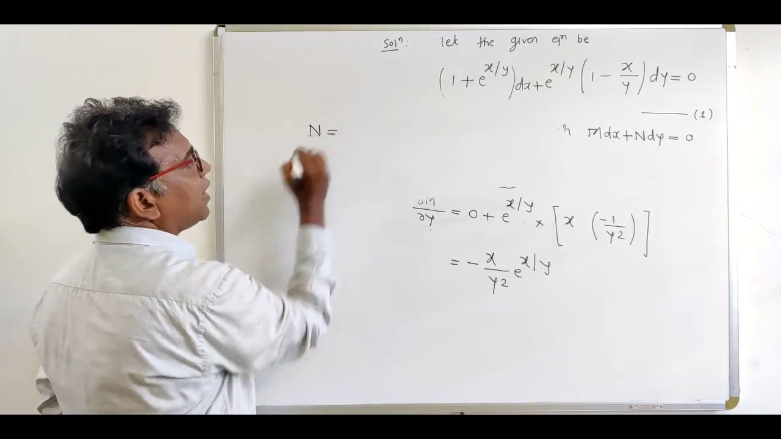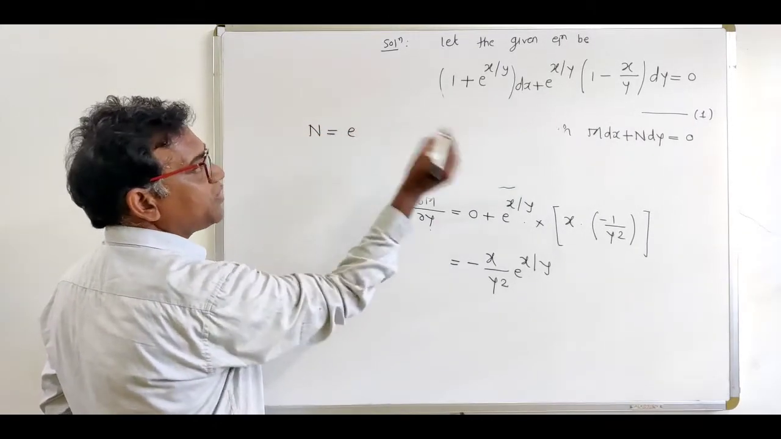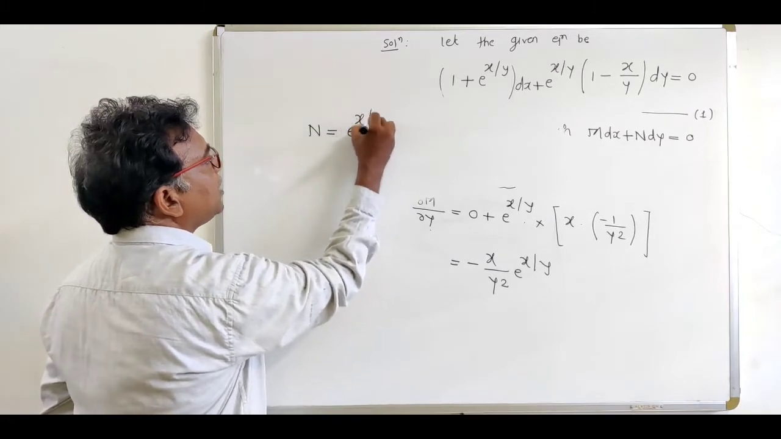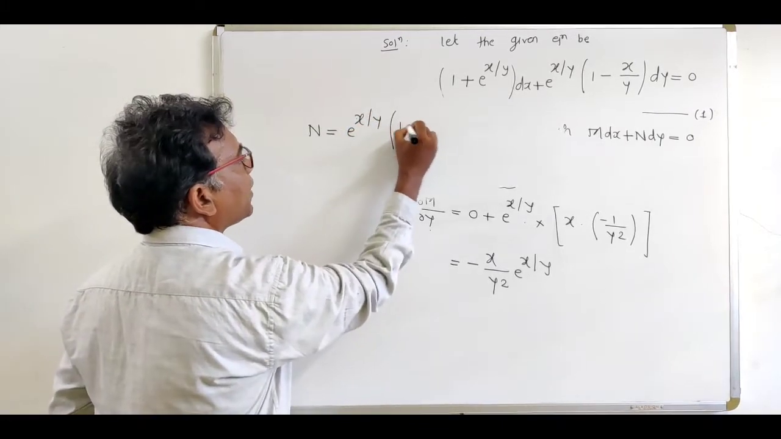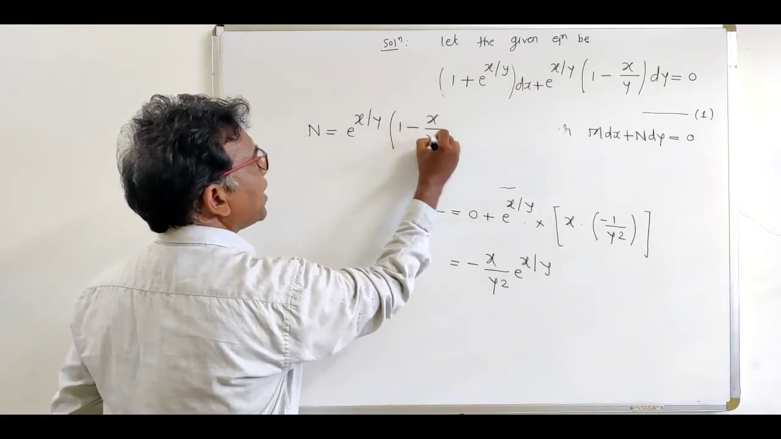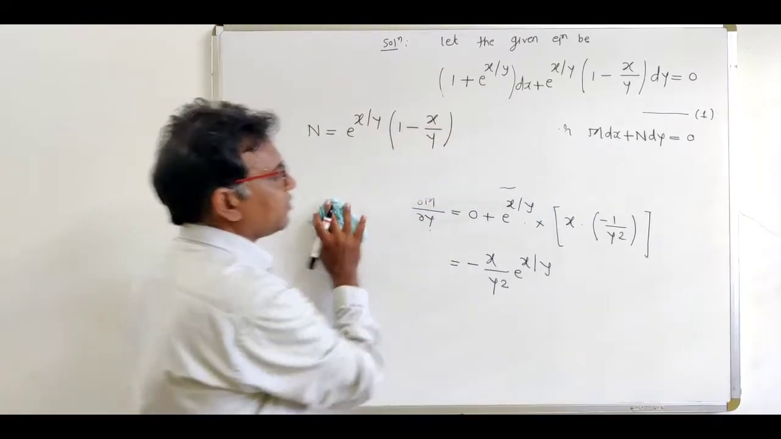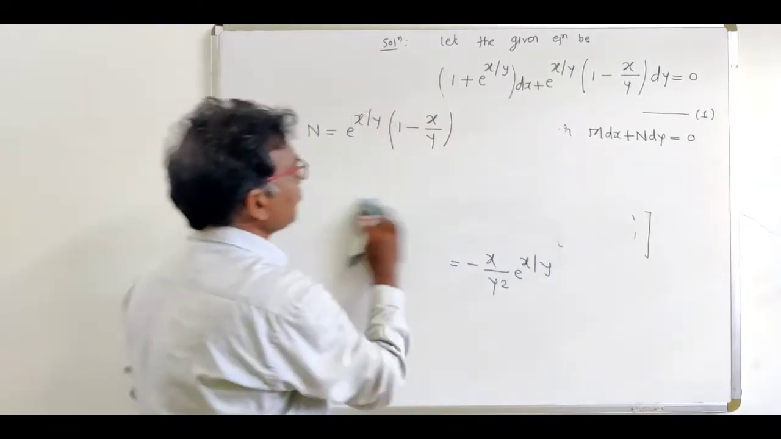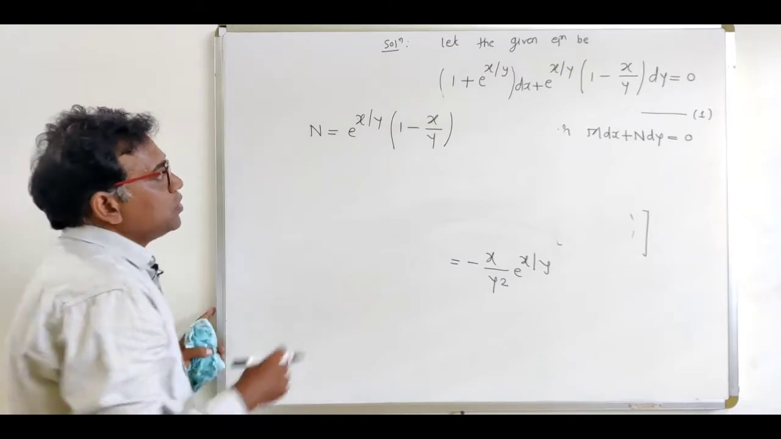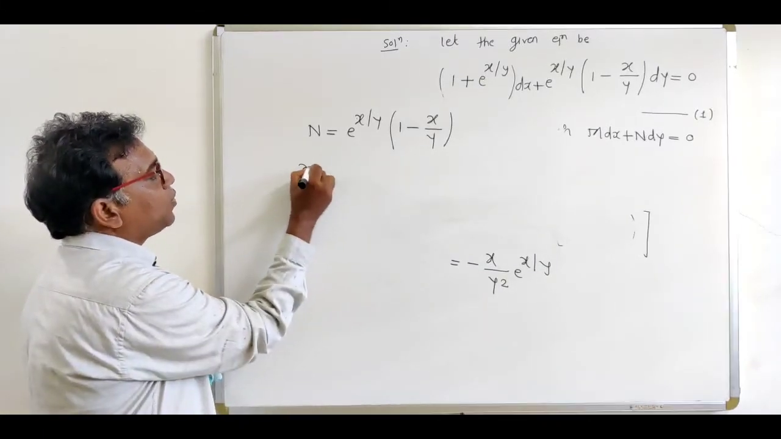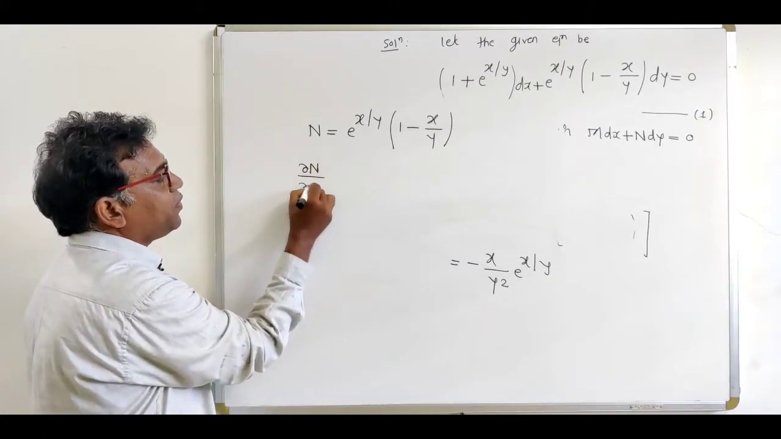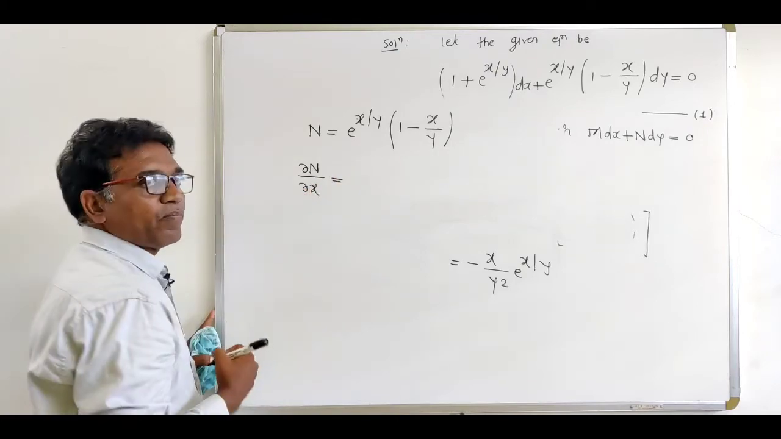So this is N. N is equal to the coefficient of dy. This is e raised to x upon y into bracket 1 minus x upon y. So this is our N. So from N, find out the partial derivative del N by del x.